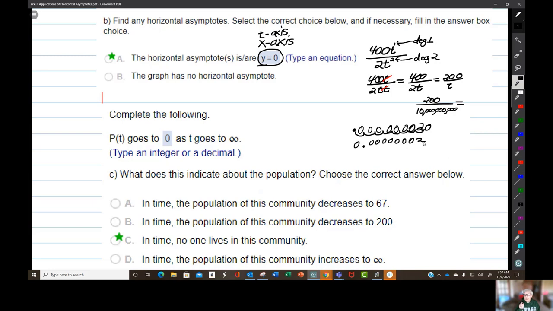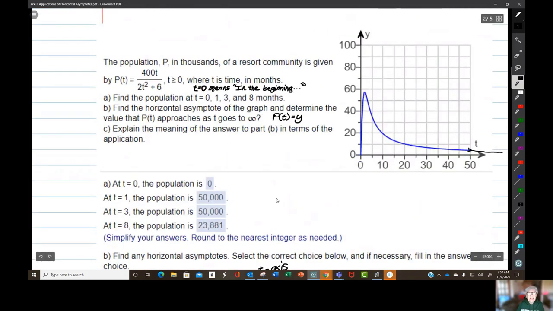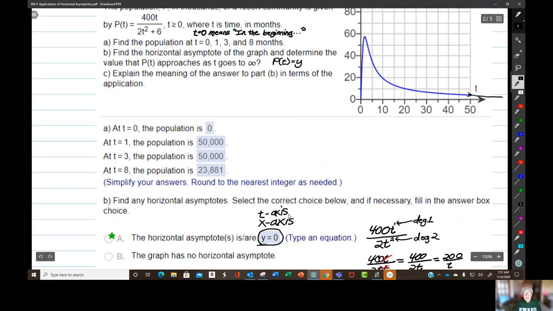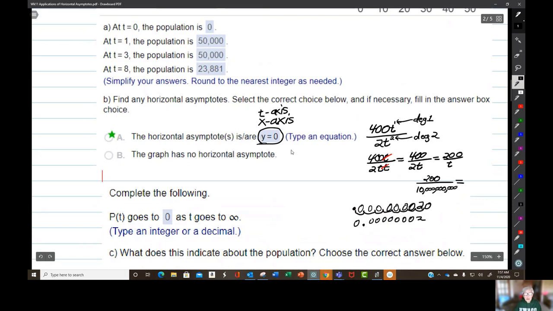That's why the horizontal asymptote is y equals zero. Because what happens when this number, 10 billion, becomes 10 trillion? That number's going to be even closer to zero. So in the far future, the population is going back to zero. It was zero in the beginning, and it's going back to zero at the end. That's what the horizontal asymptote shows.